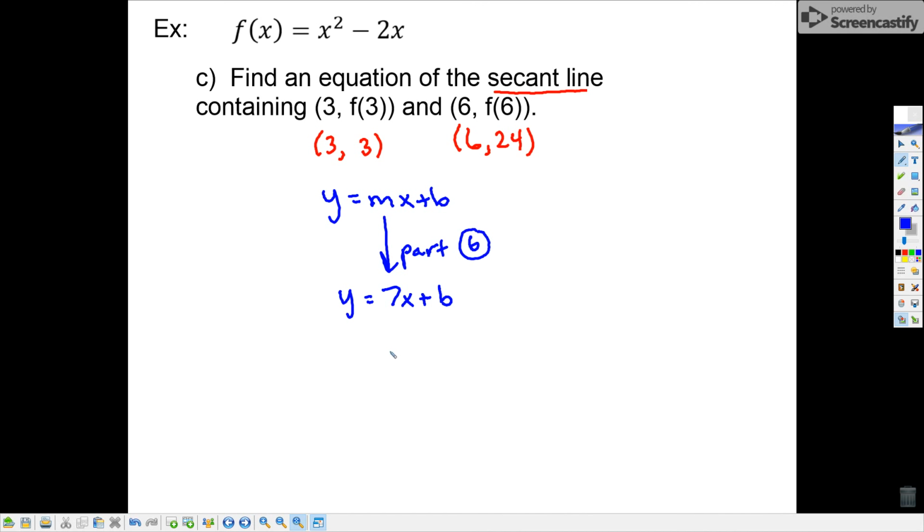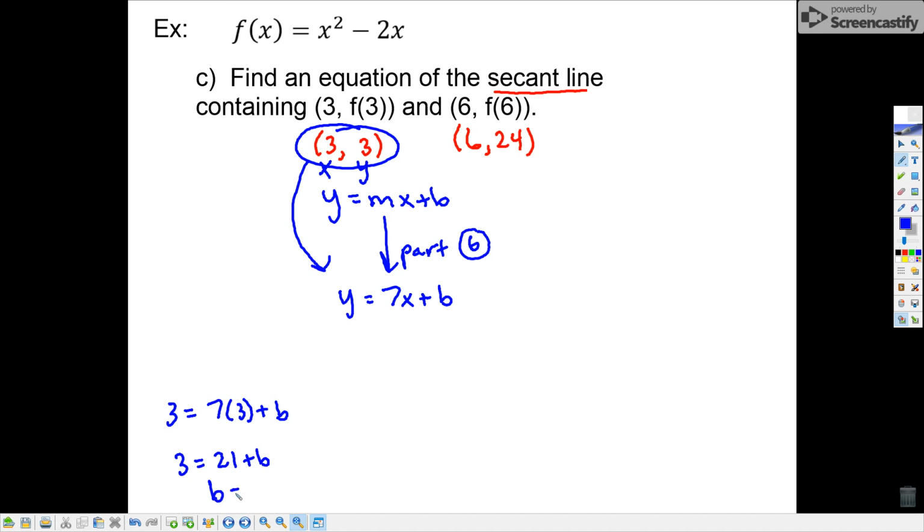So how do I then find our b, or our y-intercept? Well, since neither one of these x values are 0, they didn't give us the y-intercept. However, we can use either one of these coordinates. I'm going to use this one. You can choose whichever one. And I'm going to plug 3 in for x and y into that equation. So we have 3 equals 7 times 3 plus b. So 3 is equal to 21 plus b. And when you solve that, you get b equals -18.